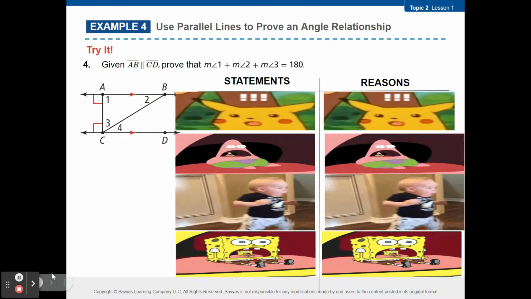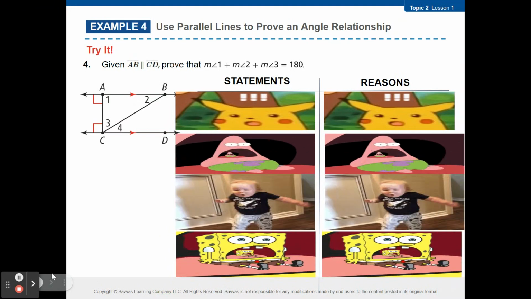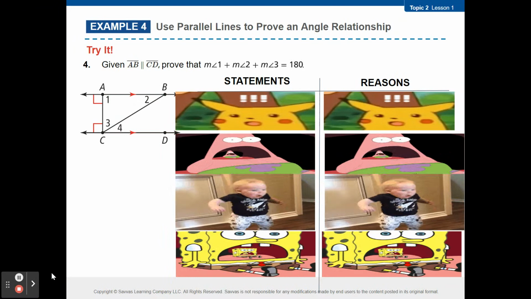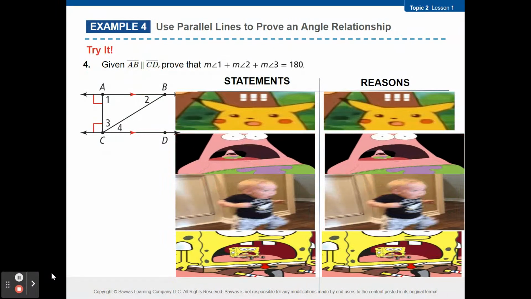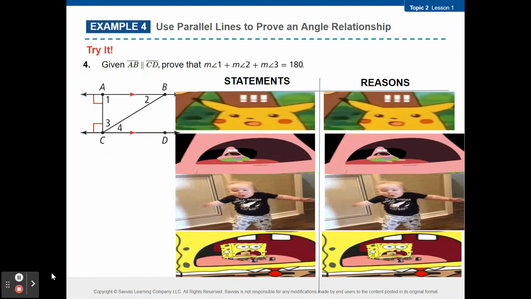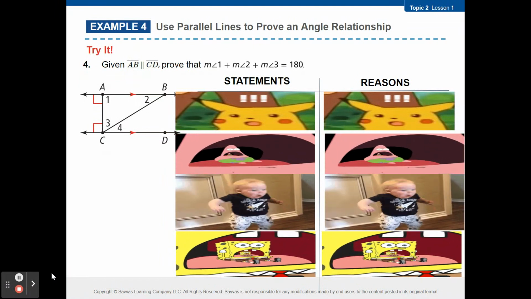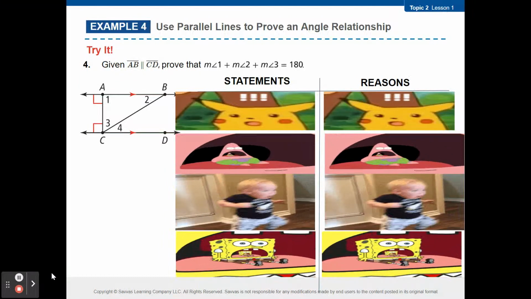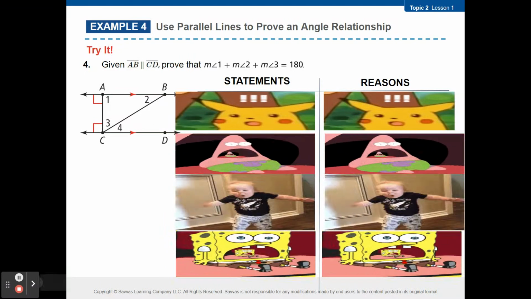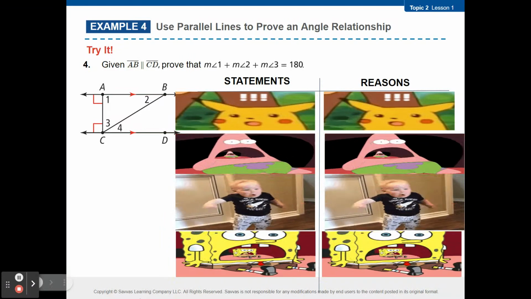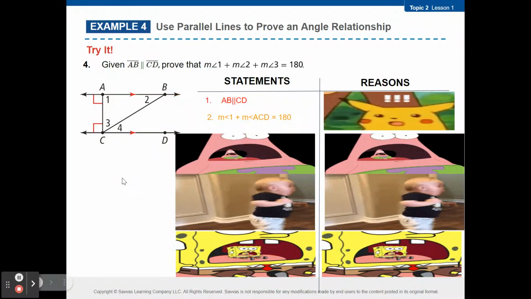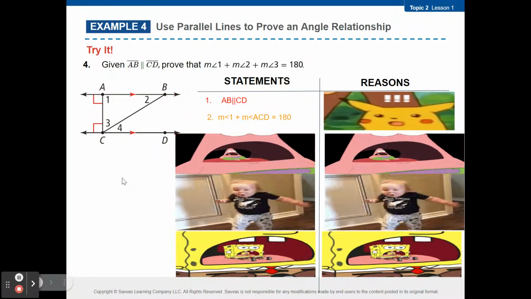So it says, given AB is parallel to CD, prove that the measure of angle 1 plus the measure of angle 2 plus the measure of angle 3 equals 180 degrees. So essentially, what do we have here between angle 1, 2, and 3? Who could tell me? We have a triangle. So we need to get something that equals 180 degrees, right? All right. So again, I am starting with my first given statement that AB is parallel to CD.